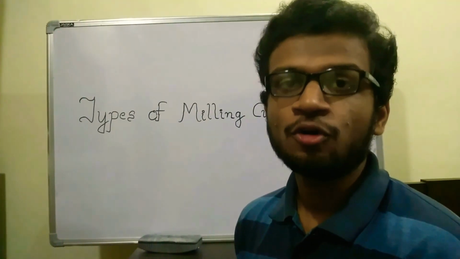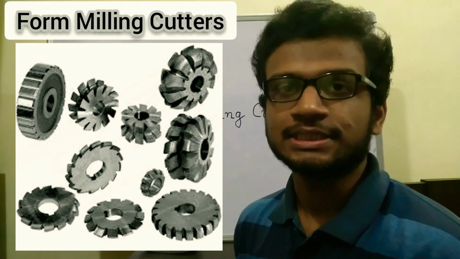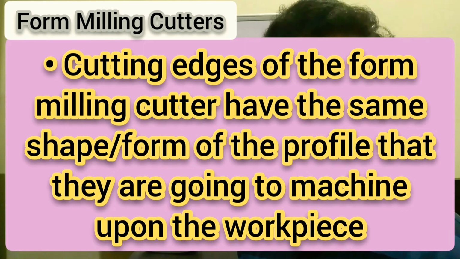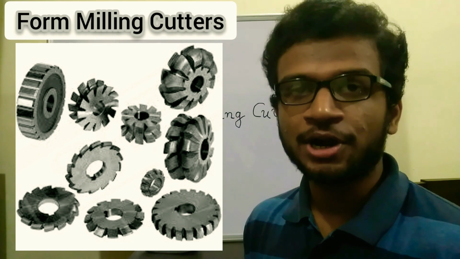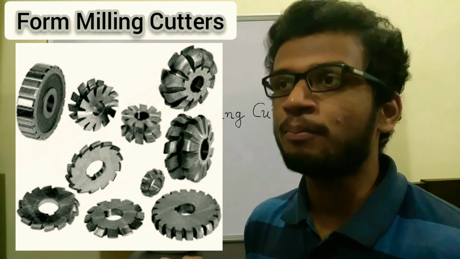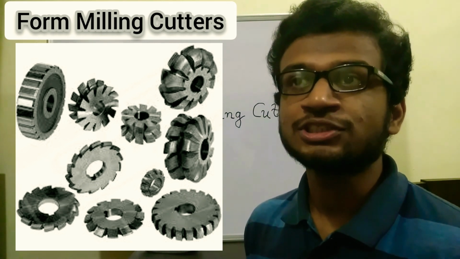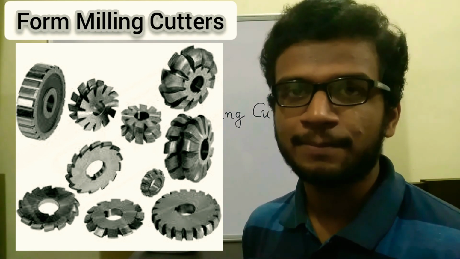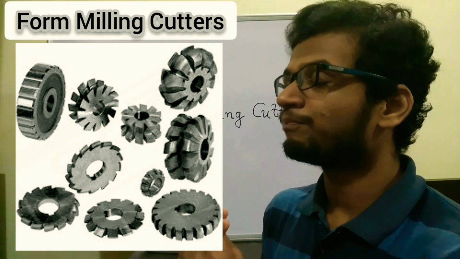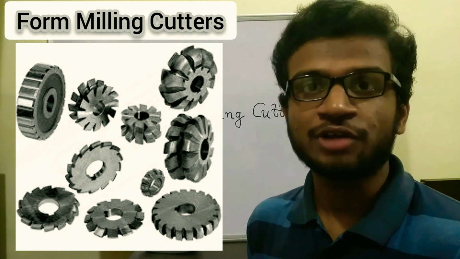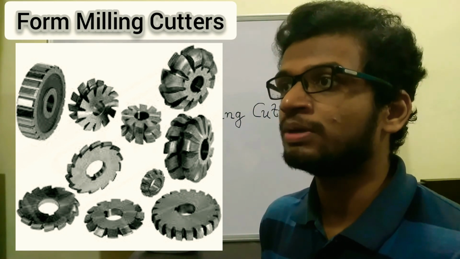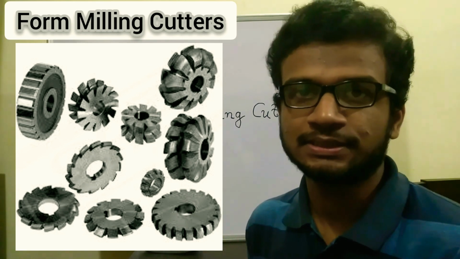Let's proceed to form milling cutters. So what are these form milling cutters? The cutting edges of this form milling cutter resemble the same shape, or have the same form, of the profile that they are going to machine upon the workpiece. In simpler terms, the cutting edges of this form milling cutter are of the same shape as the profile. Profile means the size or the dimension that needs to be machined upon the workpiece.